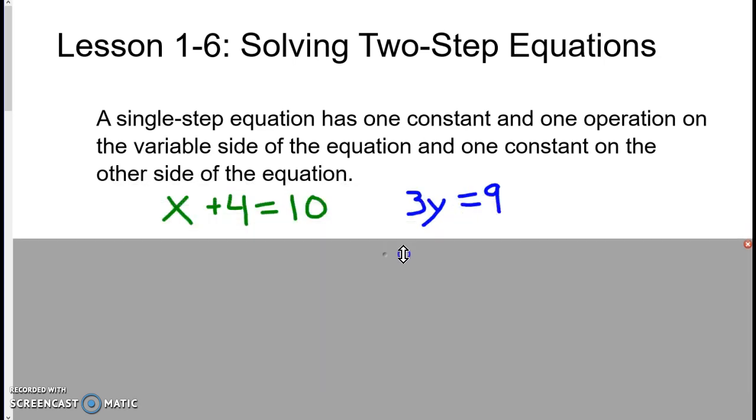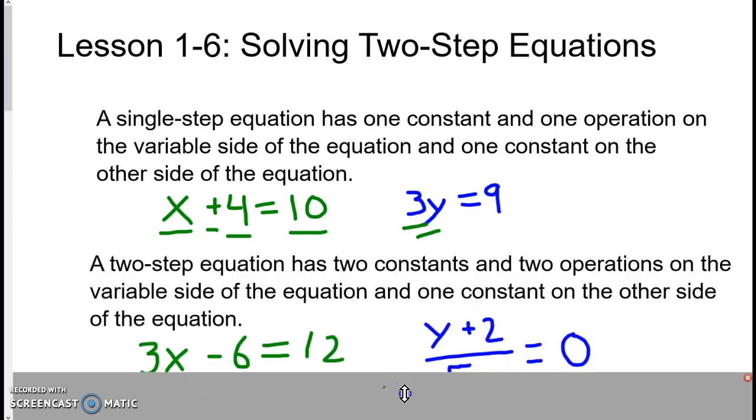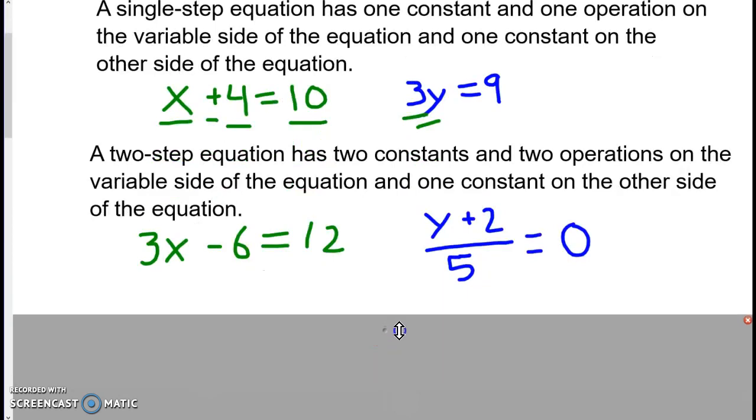In 1-5, you worked on solving single-step equations, and that is equations with one constant, one operation next to the variable. The other side of the equation has some other number or constant. This operation can be addition, subtraction, multiplication, division, it doesn't matter. The important thing is that there's just one number next to the variable. A two-step equation is very similar. It just has one extra step.